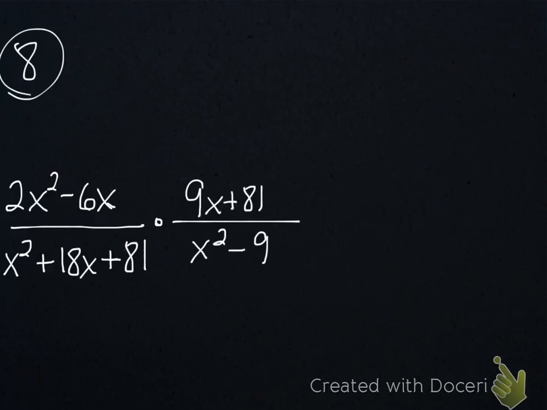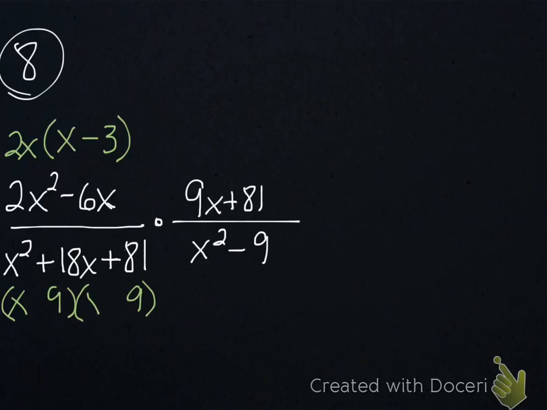Number 8. Okay, one step at a time. I see that we have a GCF in the numerator of the first fraction, 2x. When I pull out 2x, I'm left with x minus 3. Now the denominator. I need two numbers that multiply to give me 81 and add to give me 18. Oh, that's easy. 9 times 9. Well, they both have to be positive in order to add to give me the 18.